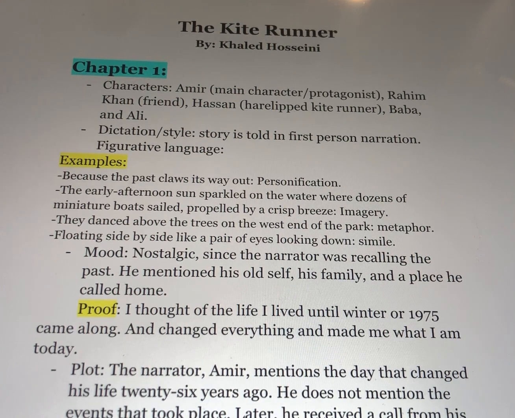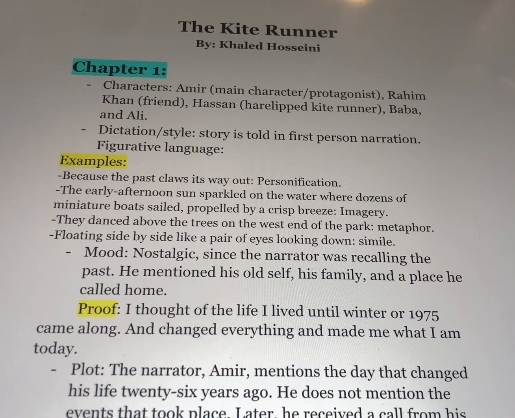So the characters: you have Amir, who's the main character, and he also seems like he's the protagonist. You have Rahim Khan, who's a friend. You have Hassan, who's the hare-lipped kite runner. You have Baba, who is Amir's father, and you have Ali, who is Hassan's father. And the diction and the style of the story is told in first person narration. So Amir is telling us his story. He is the narrator. And now we will start off with the figurative language.